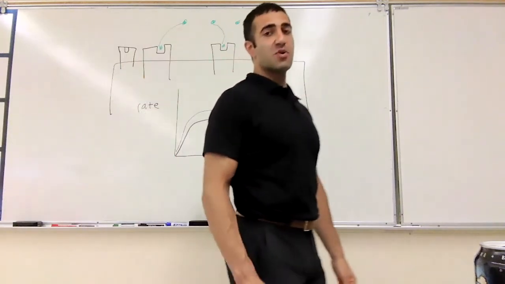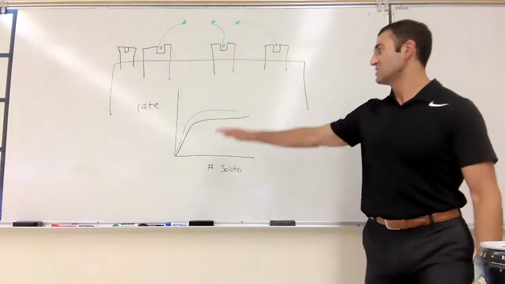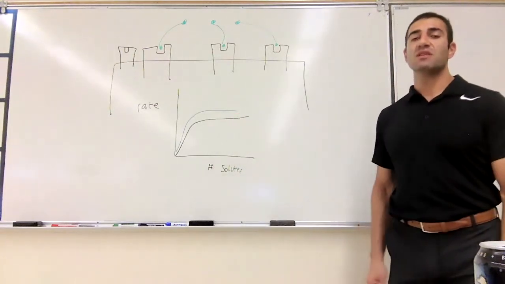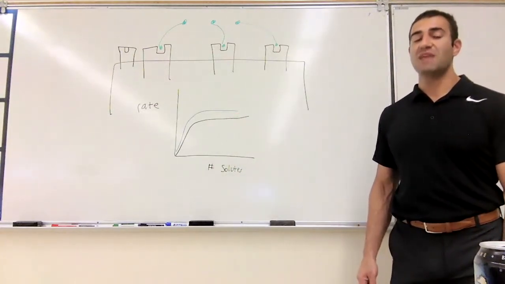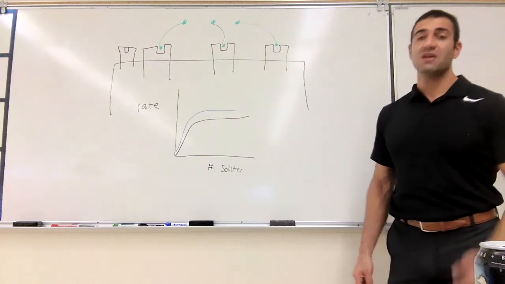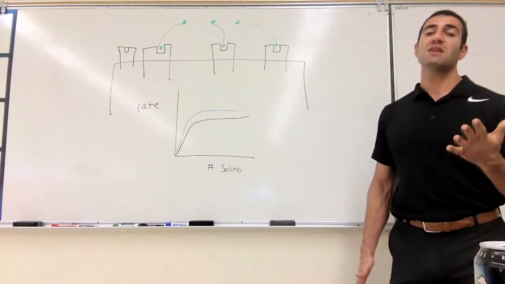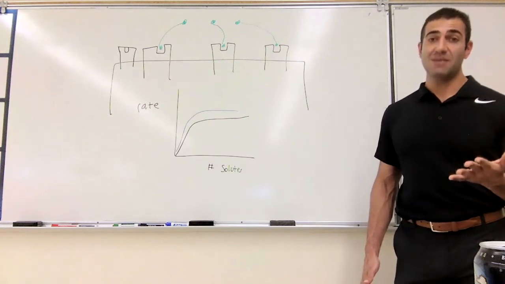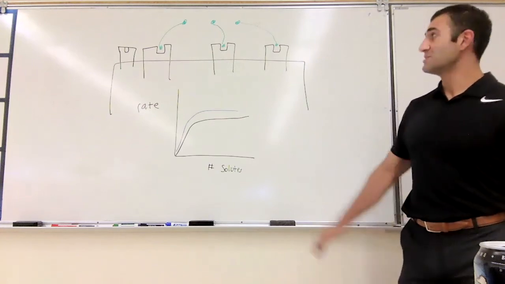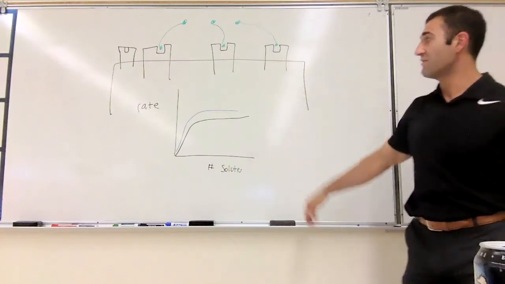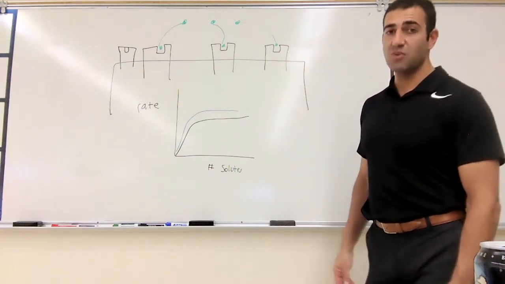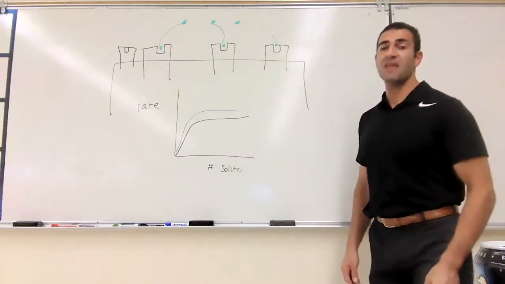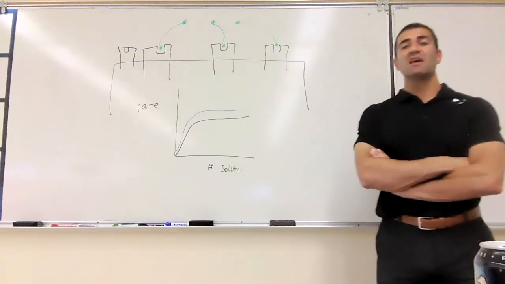Once all the transporters reach their saturation point, as we see here, the rate of transport can't increase anymore. So the more transporters occupied, the faster transport is happening. Once they all become saturated, once they all become full, then the rate of transport will even out. Think of it as top speed.